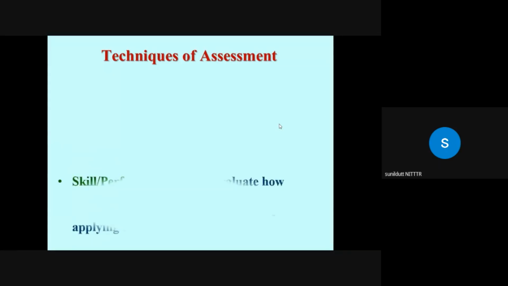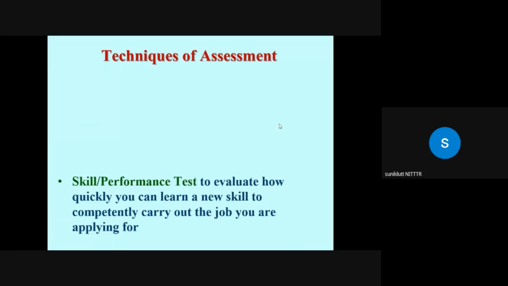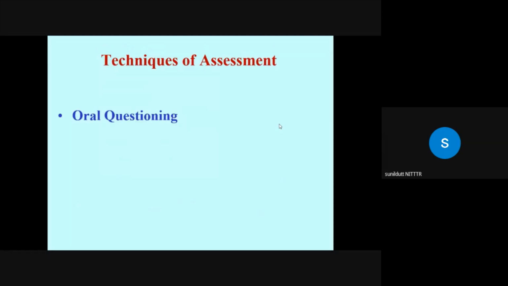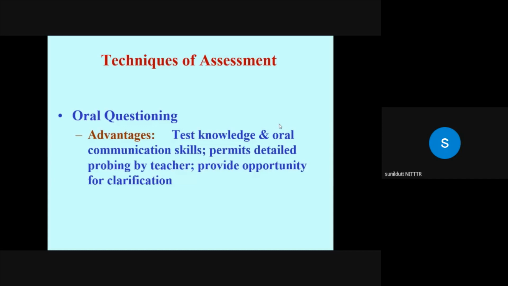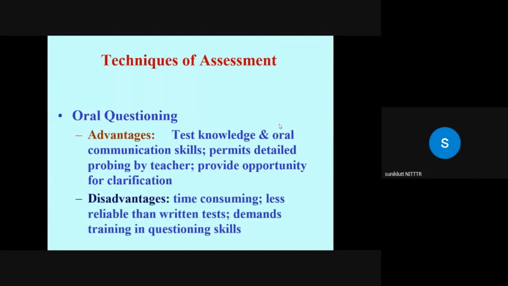Another is the skill test, performance test, to evaluate how quickly you can learn a new skill to competently carry out the job. Then oral questioning can be used in the classroom or in the laboratory workshops, and it is time consuming because you cannot ask each student all the questions, so less reliable than written test, because written test तो देखा लिख के बच्चे ने दिया है, and it demands training in questioning skill on the part of the teacher.